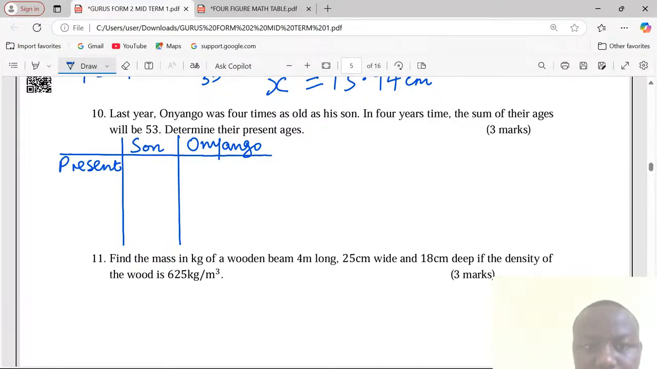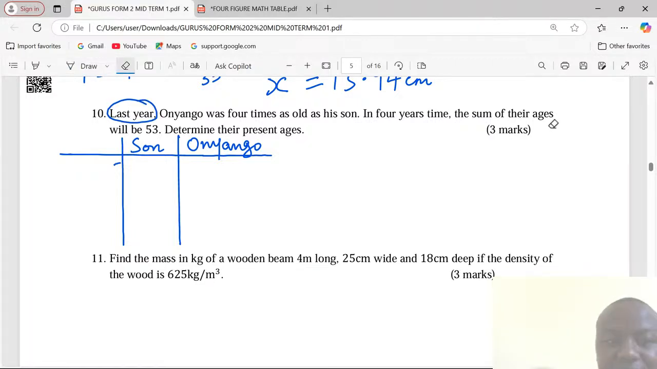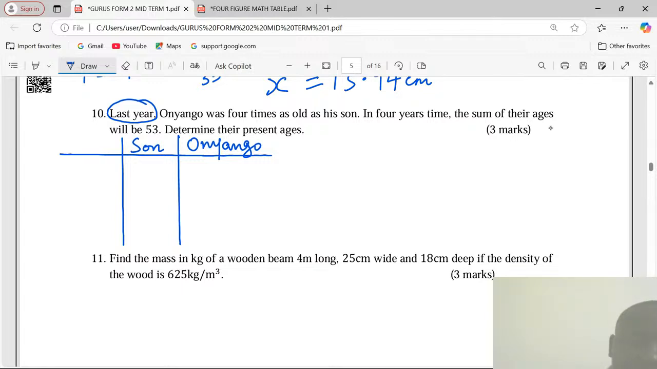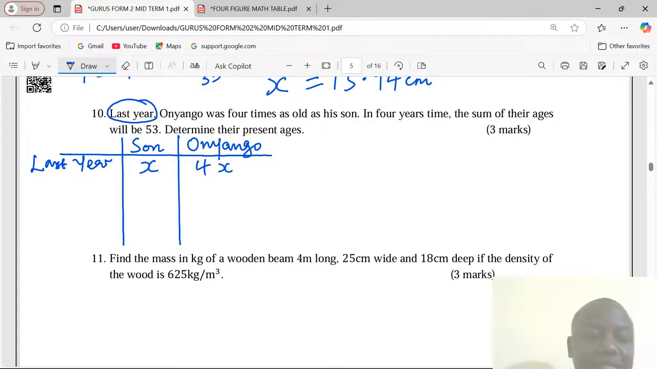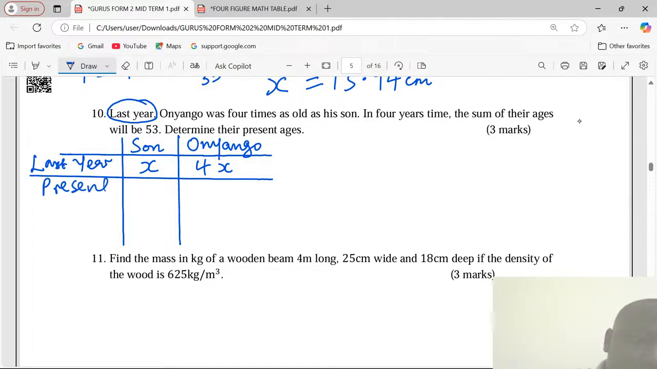So we are told that last year, let me even begin with last year. We cancel the concept of present. Last year, Onyango was 4 times as old as his son. So if the son was X, then Onyango was 4 times as old, 4X. That was last year. So present, everybody has increased by 1. So this one has also increased by 1. So these are their present ages.